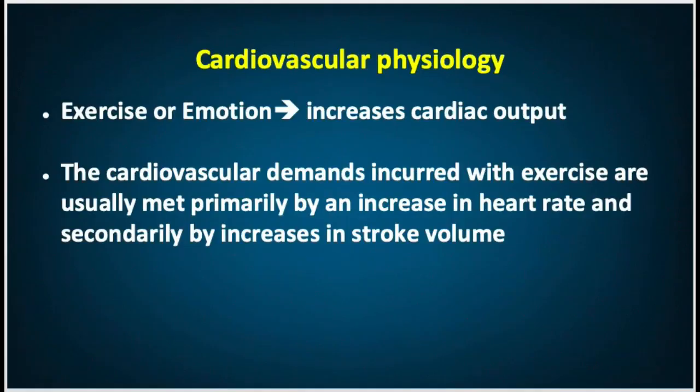Challenges to the cardiovascular system such as exercise or emotion usually result in an increase in cardiac output, which is determined by heart rate and stroke volume. The cardiovascular demands incurred with exercise are usually met primarily by an increase in heart rate and secondarily by an increase in stroke volume. Aerobically trained athletes can increase stroke volume proportionately more, thus enabling them to reach the same cardiac output with a smaller increase in heart rate.